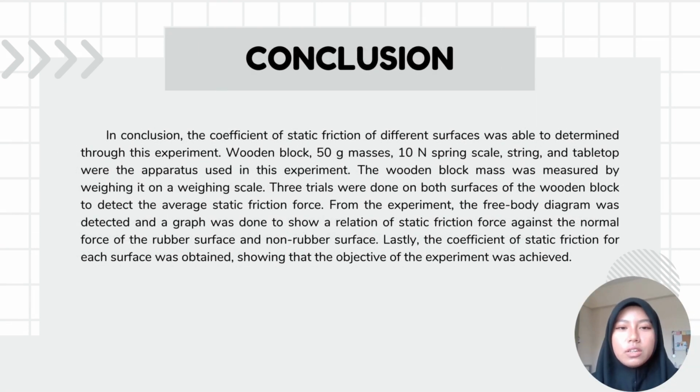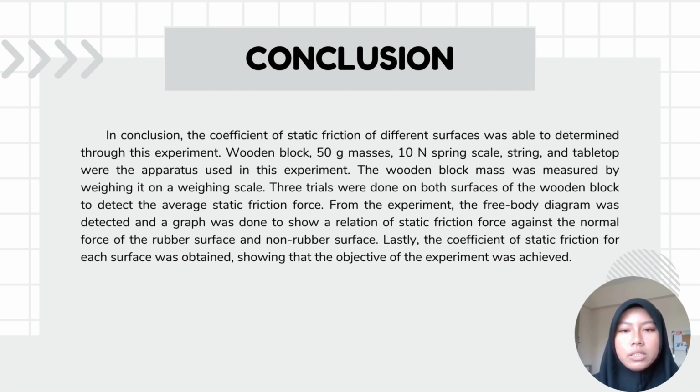In conclusion, the coefficient of static friction of different surfaces was able to be determined through the experiment. Wooden block, ten 50-gram masses, spring scale, string and tabletop were the apparatus used in this experiment. The wooden block's mass was measured by weighing it on a weighing scale. 3 trials were done on both surfaces of the wooden block to find the average static friction force.